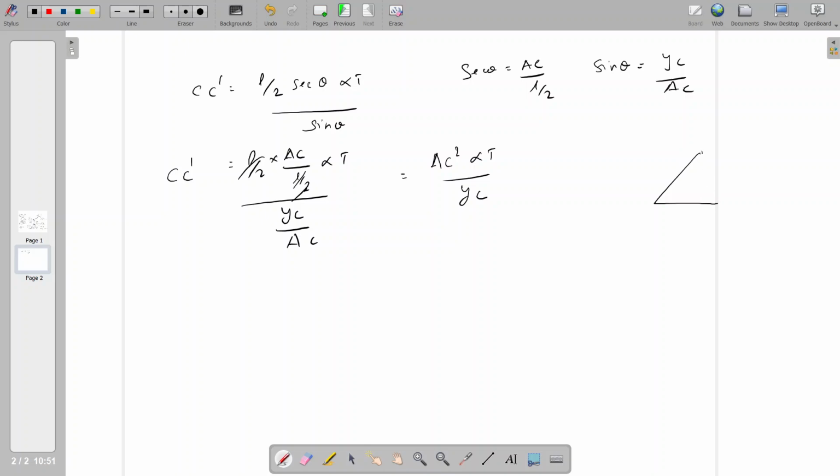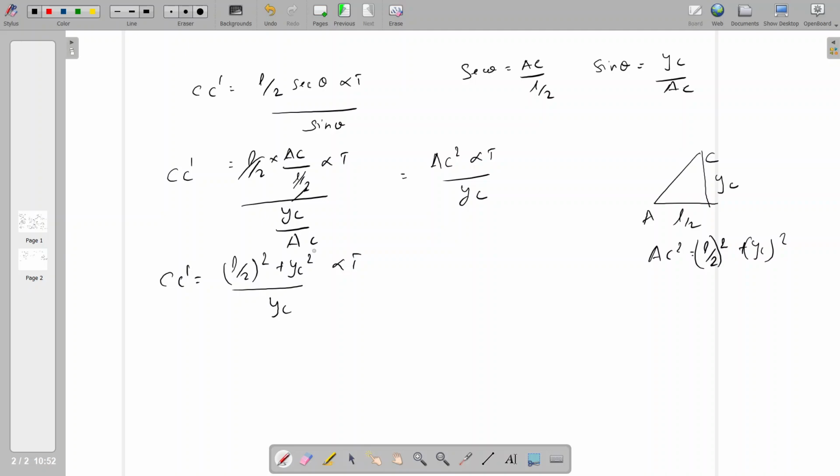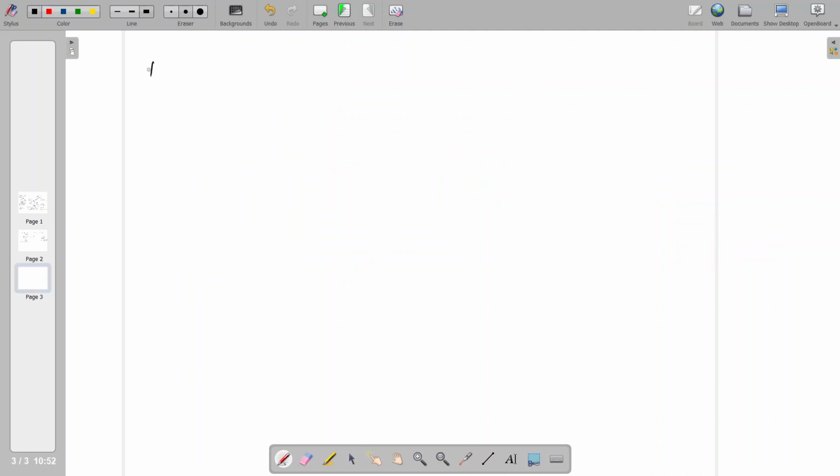From this triangle with A to C, L by 2 and YC, AC square equal to L by 2 square plus YC square. So we can replace C C dash with the available geometric parameters: L by 2 whole square plus YC square, into alpha T by YC. You can keep this equation as it is, or you can simplify further. So this is all about the three hinged arch. Next one, two hinged arch.